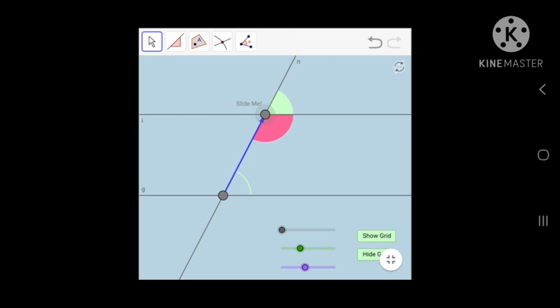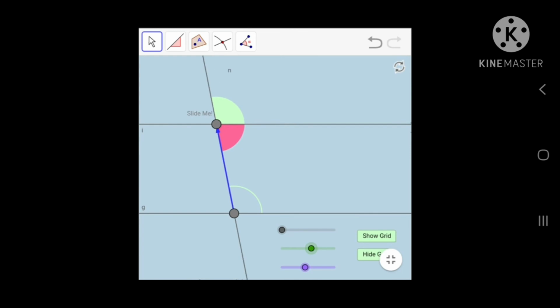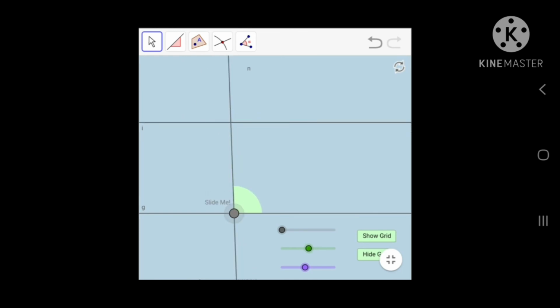So the green plus pink, here the down also, the corresponding of the green one is down here in the line G. So you can see here this is supplementary, as they form 180 degrees. So we can see here in any direction we can take the line, it will be always supplementary. So co-interior angles or angles on the same side of the transversal are always supplementary.